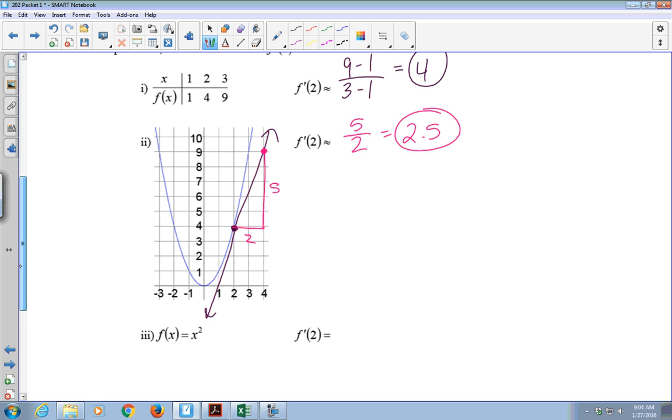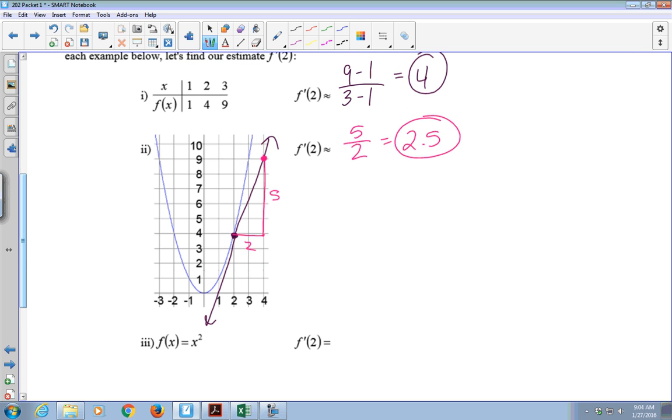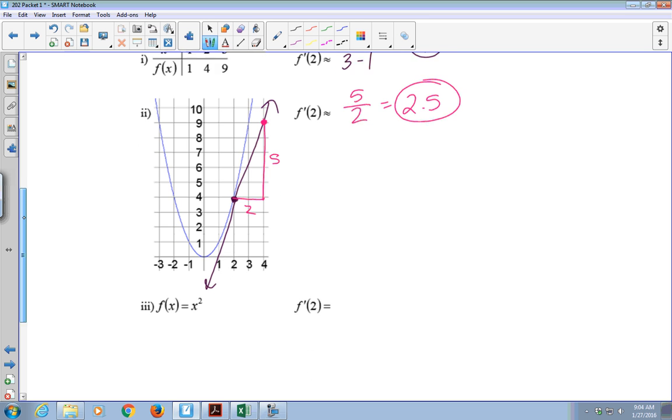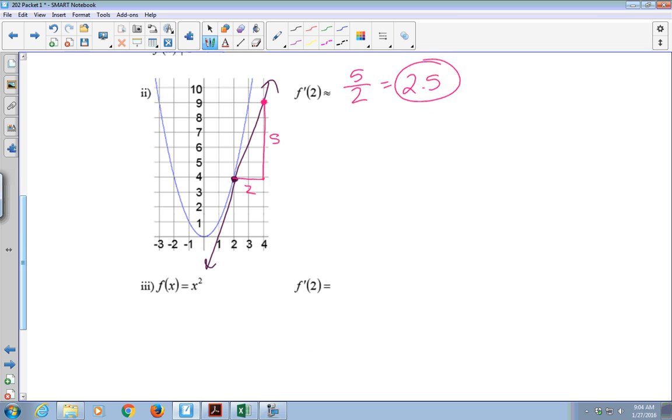But if I'm given a formula, f of x equals x squared, and I want to find f prime of 2, I can do it exactly now, right? Because I can find a formula for f prime of x. What is f prime of x? 2x. The derivative of x squared is 2x. It's the power rule. You just bring that 2 down in front and reduce the exponent by 1. So then f prime of 2 is 2 times 2, which is 4.